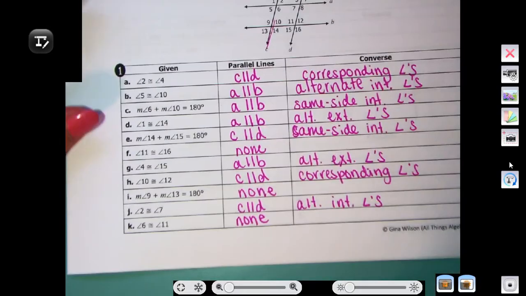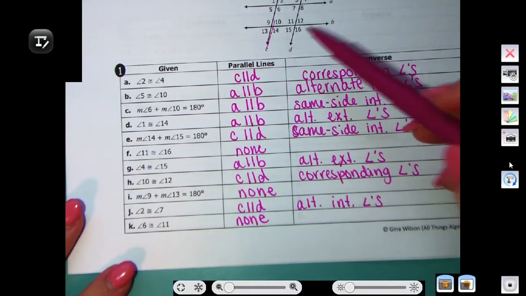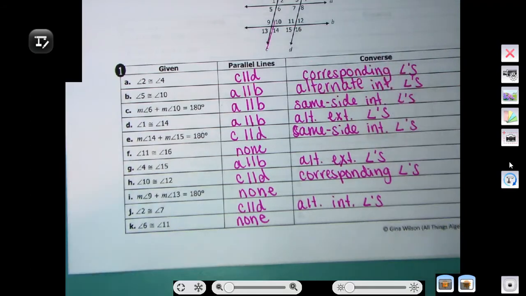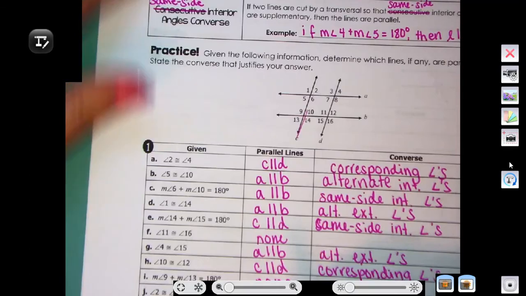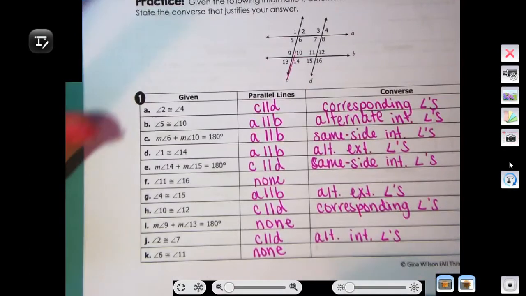Next one. So this was kind of a trick one. Well, not a trick, but there's no relationship between these two. So that would have had to really make you think for a second. So 11 and 16. Now, when I say no relationship, yes, they are vertical angles. That's true. They're congruent, but that doesn't prove lines parallel. So it's only these converses that are going to prove two lines parallel.